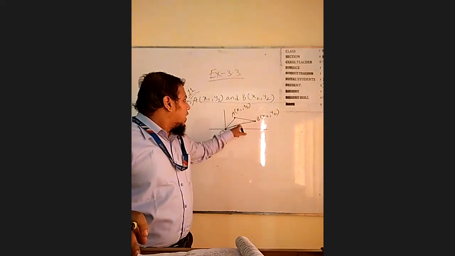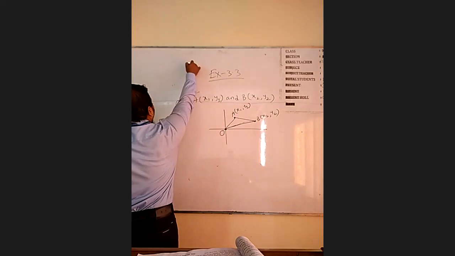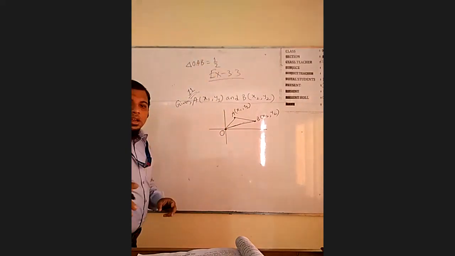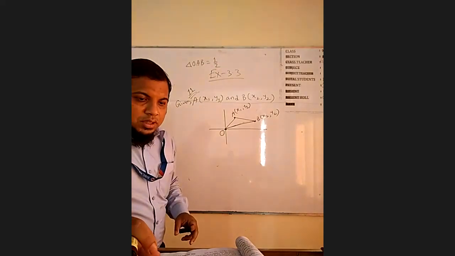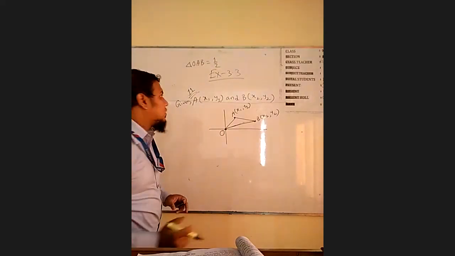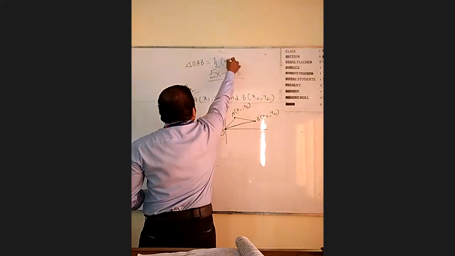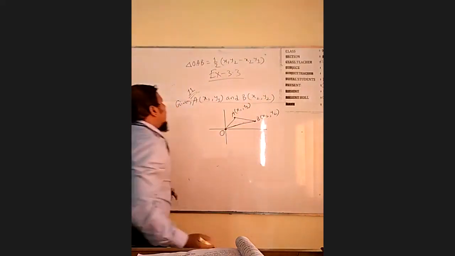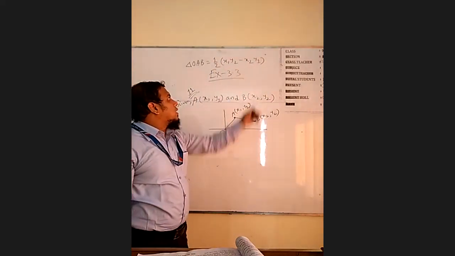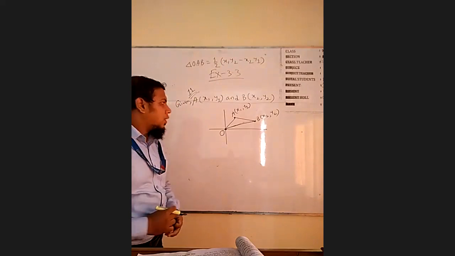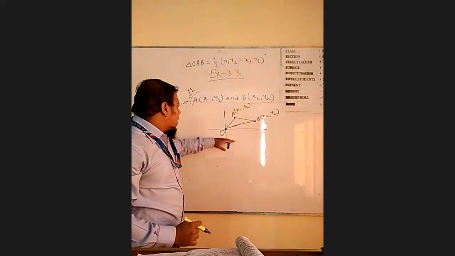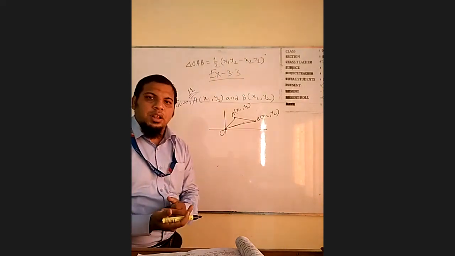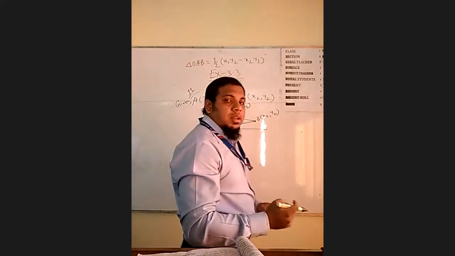We have to show that the area of triangle OAB is half of x1 y2 minus x2 y1. Now we have to show it using the first principle, so that means we have to do it theoretically.